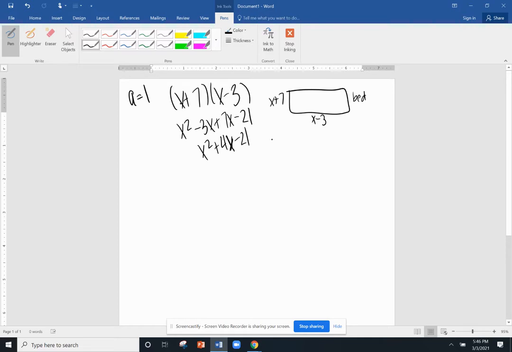Now we know that we're not done, because if we were going to go back, we would get this again. We would get our zeros as 7, negative 7, and 3. If I plug in 3, I get a side length of 0. We know that a bed doesn't have a side length of 0. So now we're going to have to find an area that, when I set it equal to that area number, will still be factorable.